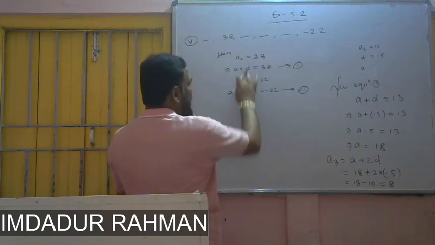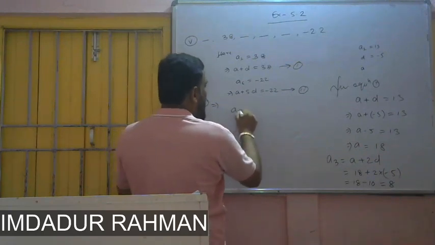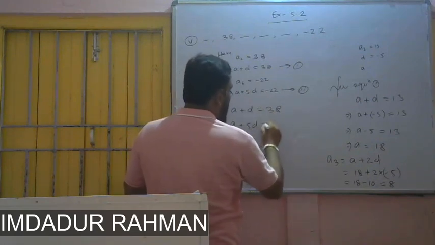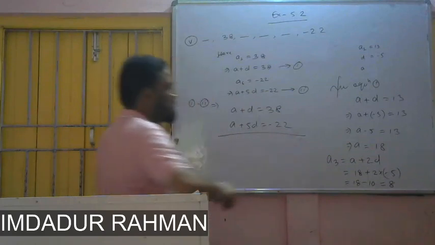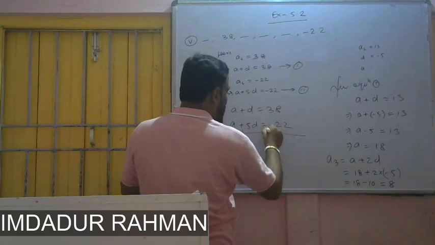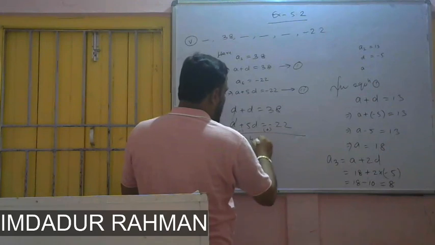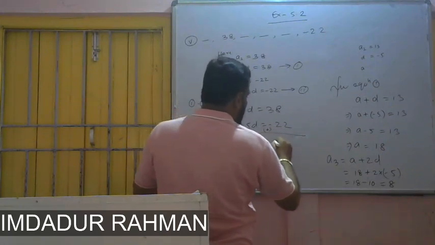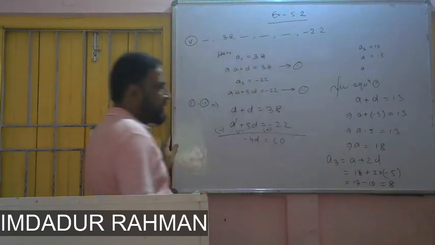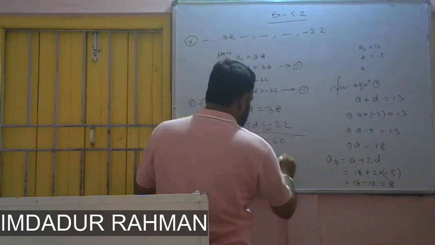So now if you subtract equation 1 minus equation 3, we get A plus D is equal to 38 and A plus 5D is equal to minus 22. Subtracting the equations, A got cancelled, minus 4D is equal to 60. This implies D is equal to minus 15.